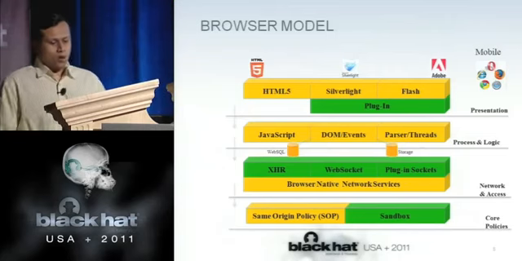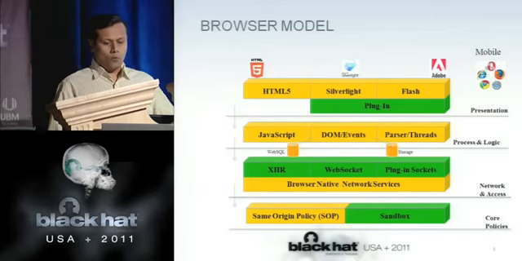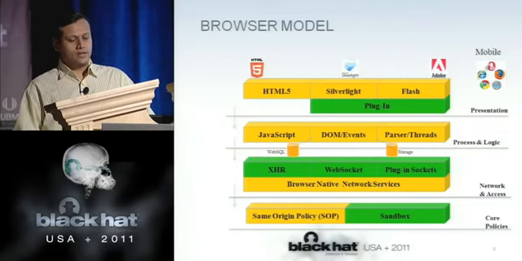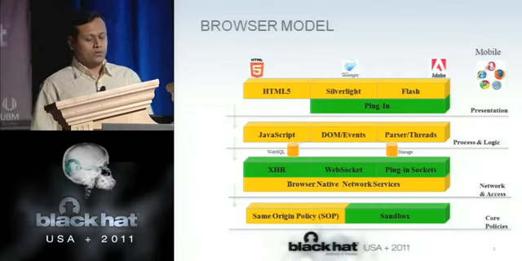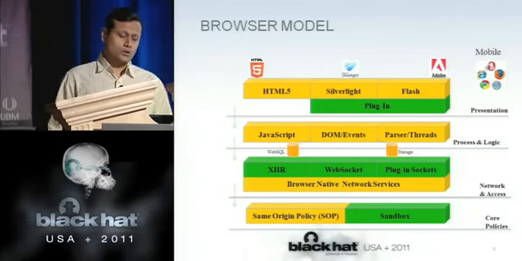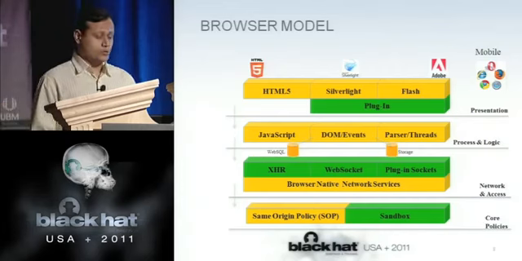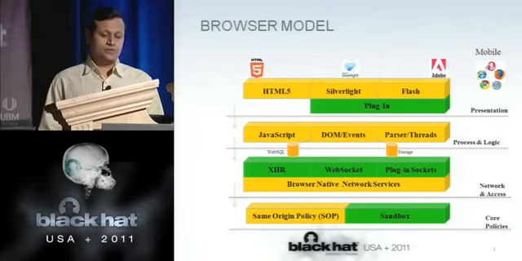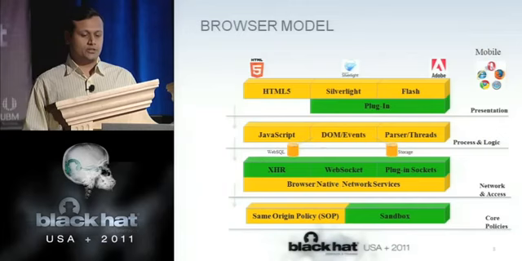So what is a browser model? If you look, definitely there are core policies at the bottom, which talk about same origin policy and sandboxing. Then on top we have a network access layer where we have essentially 3 to 4 ways of talking to the server or making cross domain calls as well: XHR, WebSocket, plugin sockets. We have browser native network services and so on.